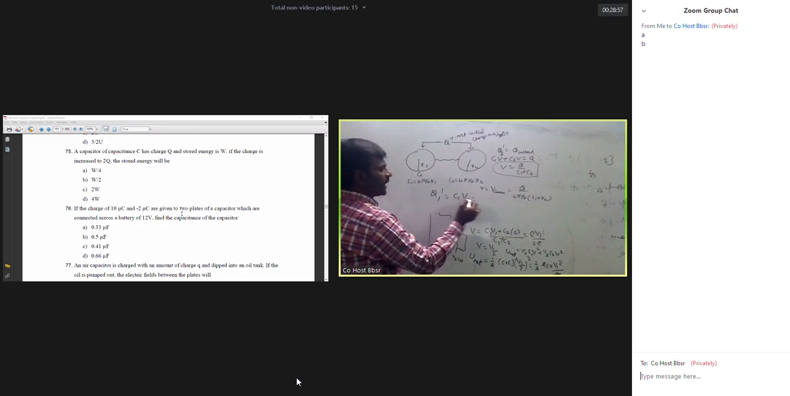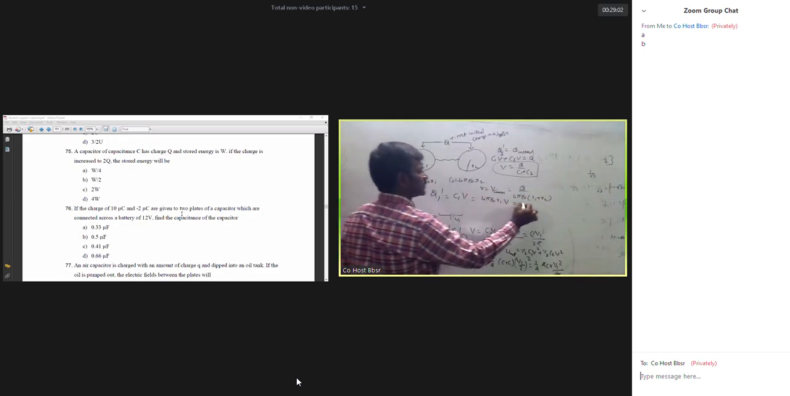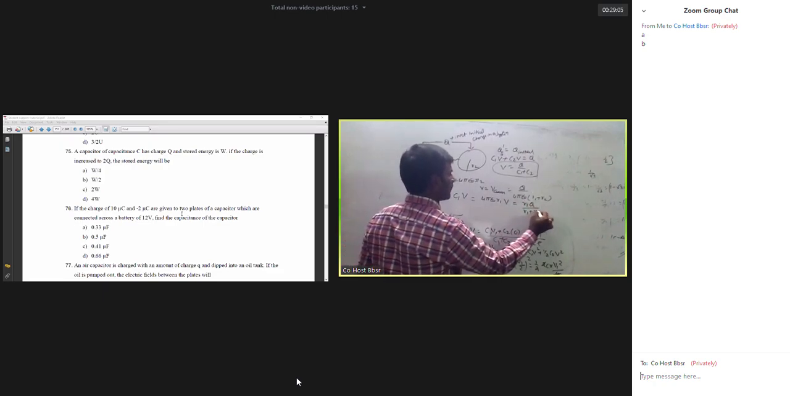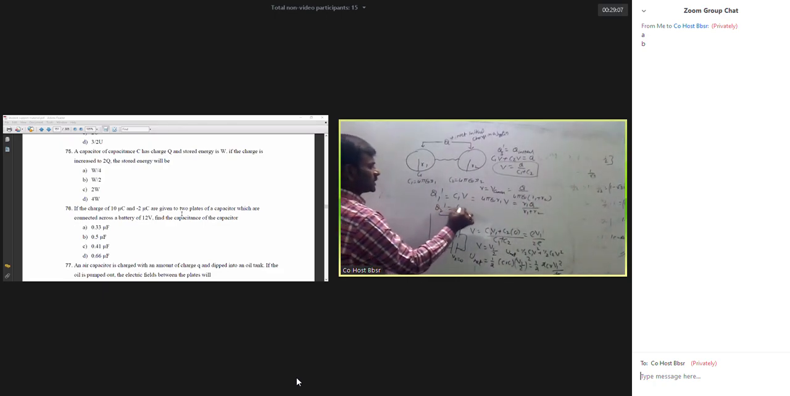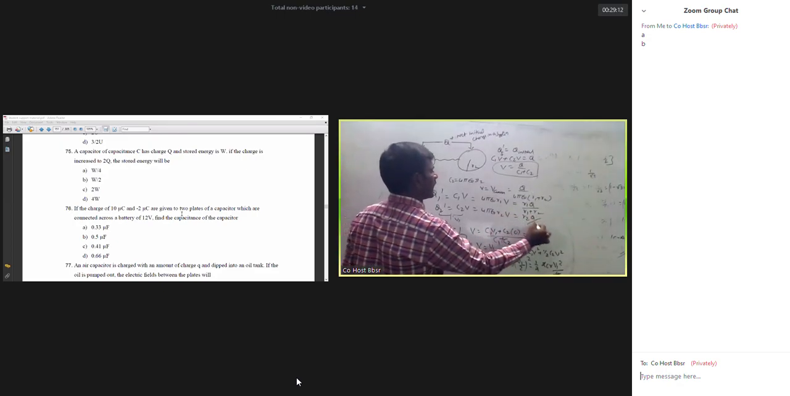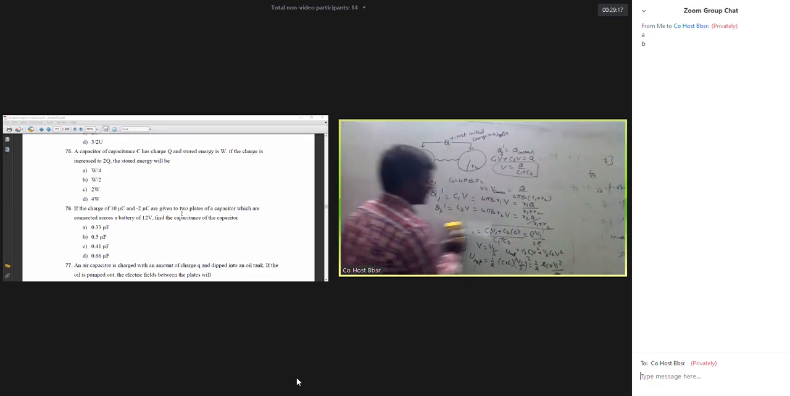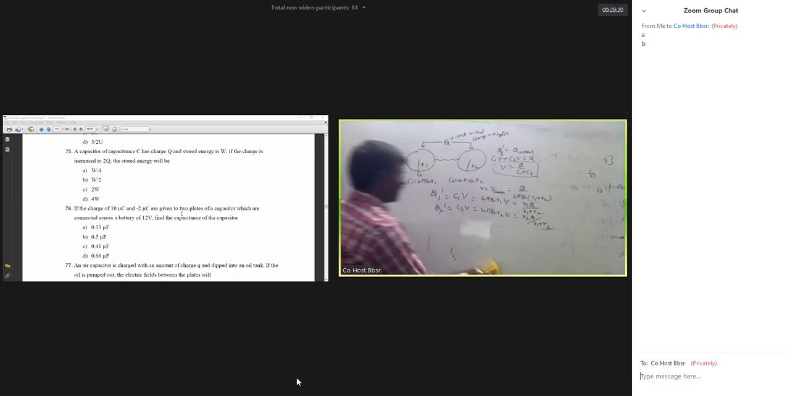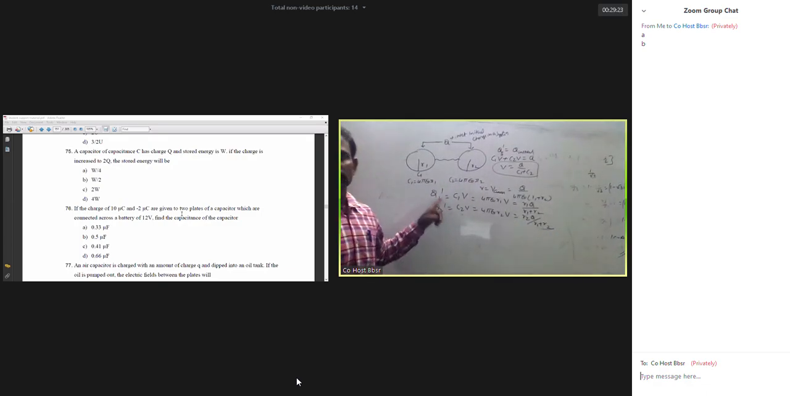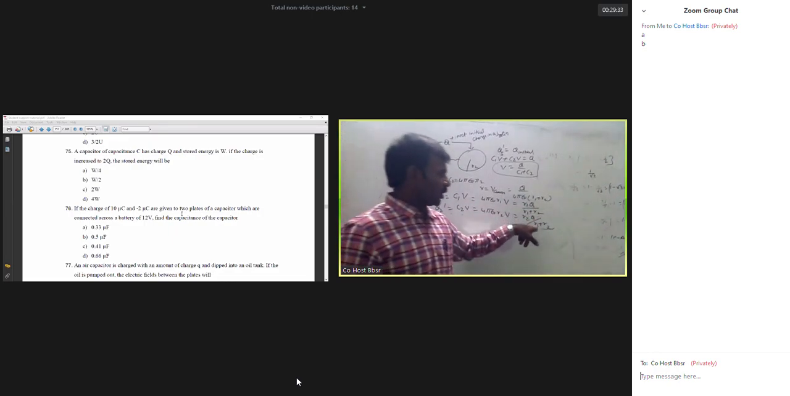Q1 dash is 4 pi epsilon naught R1 into V. Cancel, so it is R1 into Q by R1 plus R2. Similarly Q2 dash equals C2 V, which is 4 pi epsilon naught R2 V, so R2 Q by R1 plus R2. This is required for all cases in the exam. The charge on each of the two isolated spheres after distribution will be R1 by R1 plus R2 and R2 by R1 plus R2 times Q.